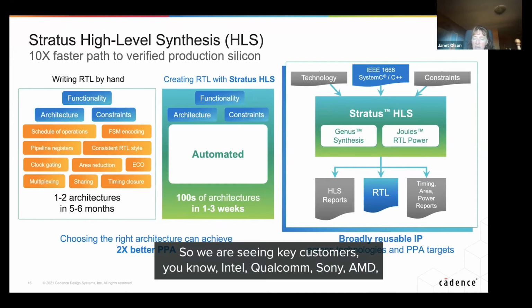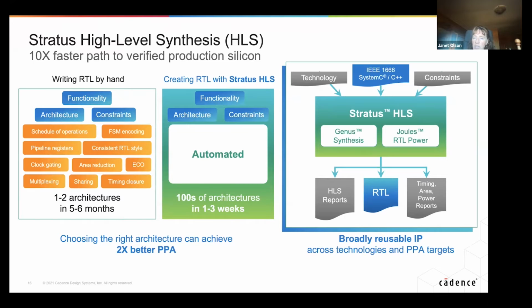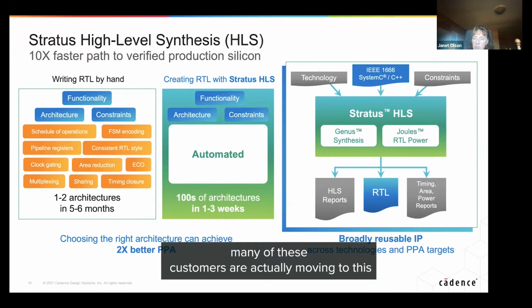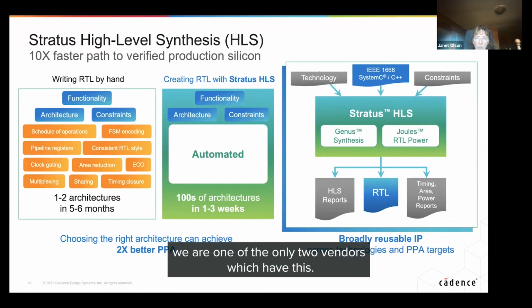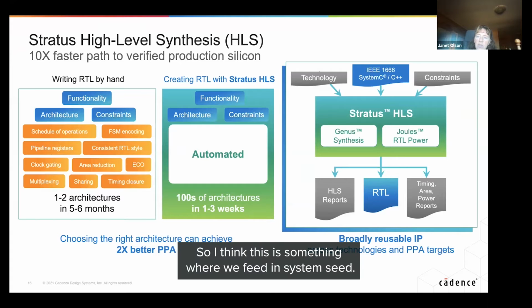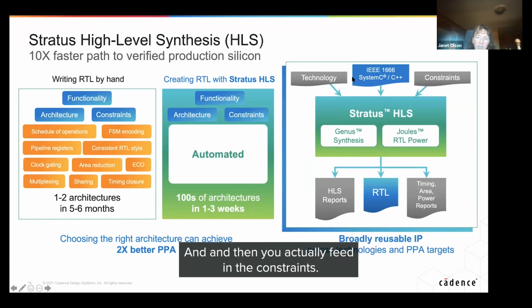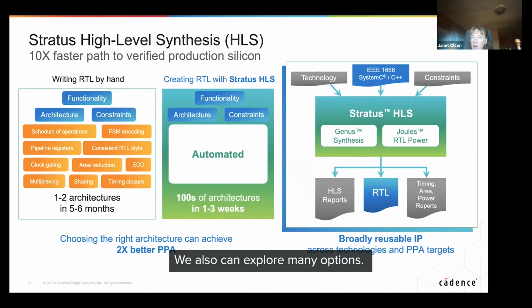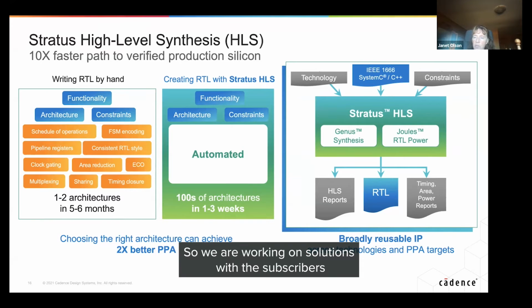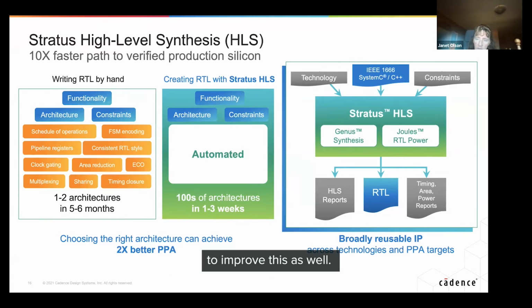So we are seeing key customers, Intel, Qualcomm, Sony, AMD, many of these customers actually moving to this. We call it high-level synthesis. Right now, we are one of only two EDA vendors which have this. You feed in SystemC, and then you feed in the constraints, and it will generate the RTL that you can use for the rest of the flow. We can also explore many options, so we are working on solutions with Cerebrus to improve this as well.